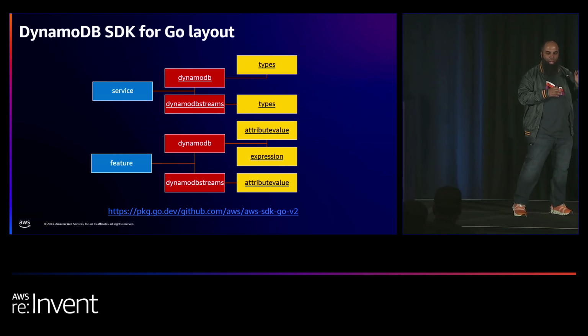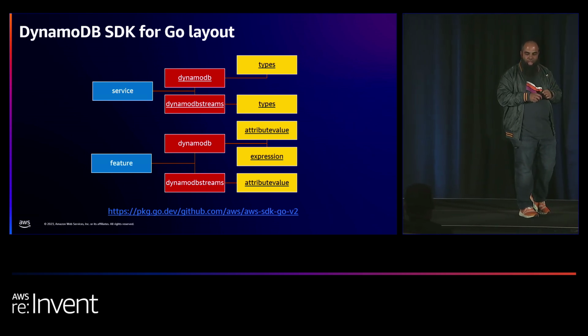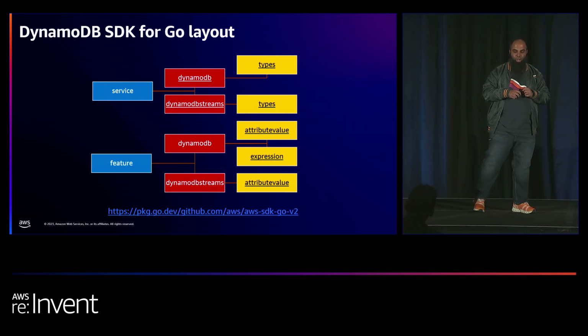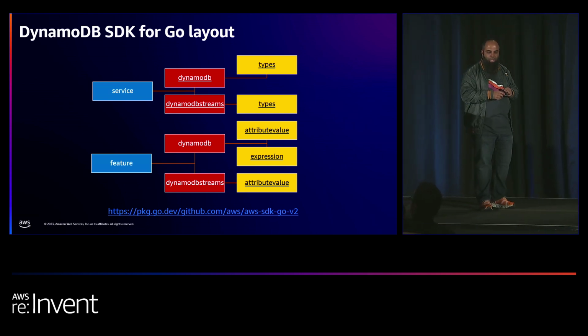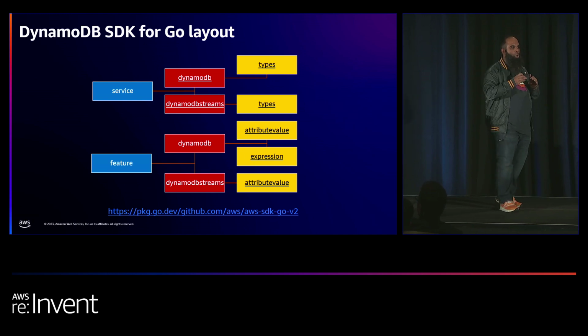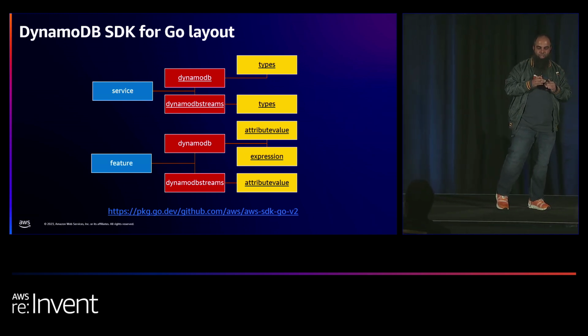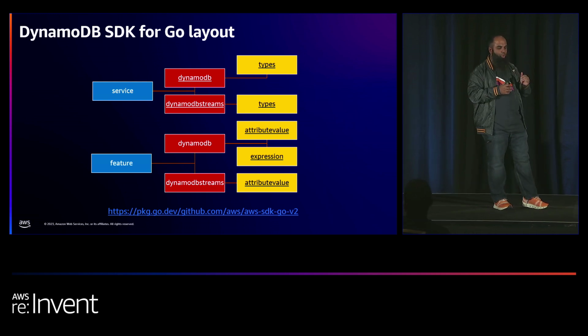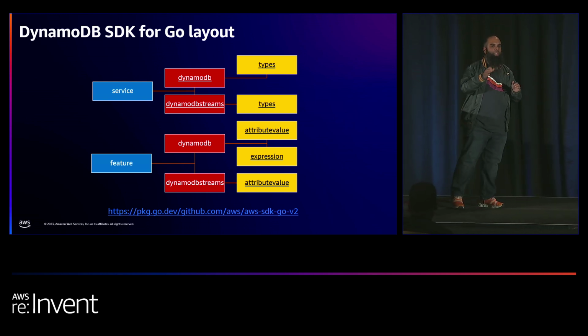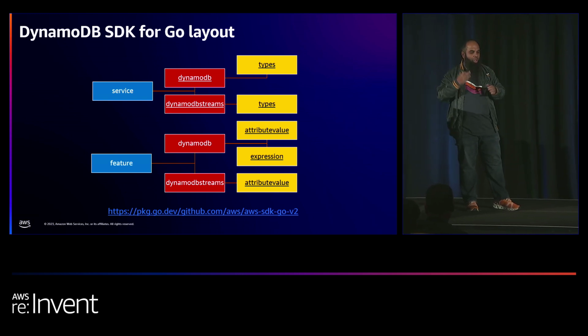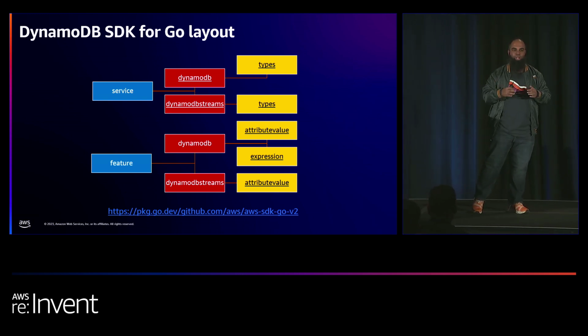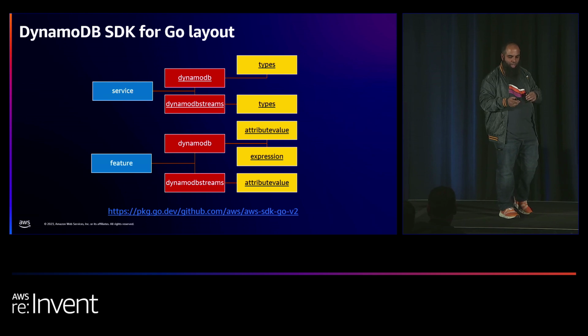So there are two top-level packages. You have the service and the feature. For example, for DynamoDB, you have DynamoDB and DynamoDB streams. The way you want to look at this is that the core types come into the service, and then specific components, like DynamoDB expressions, come into the feature side of things, right? You see this a lot across the Go packages. So when you're looking at the documentation, keep that in mind so that you're able to manage both of them together.